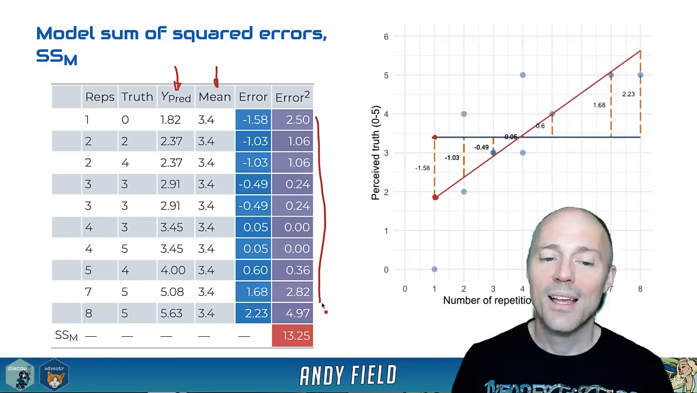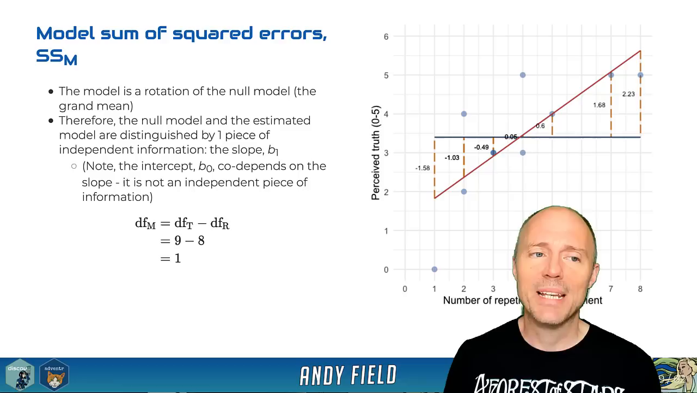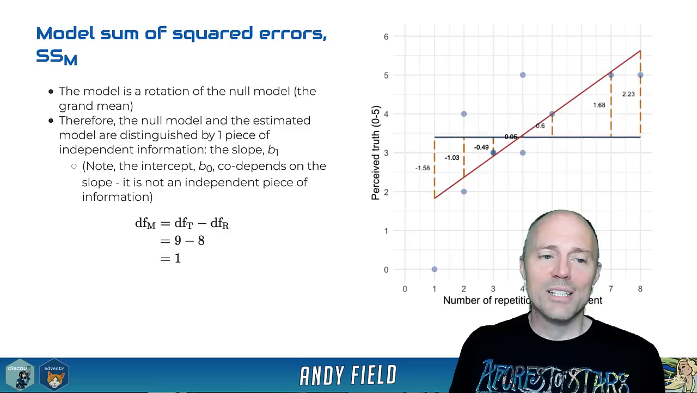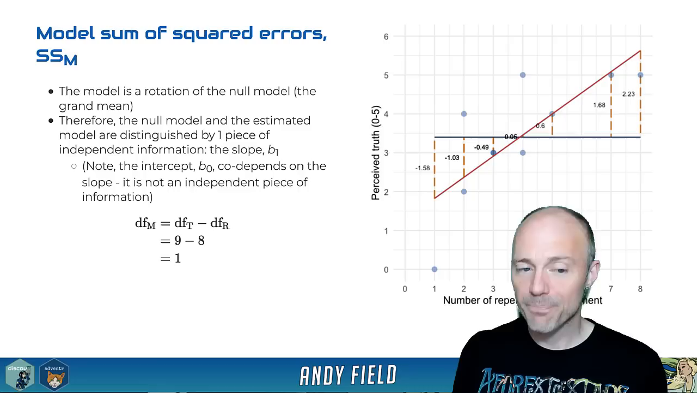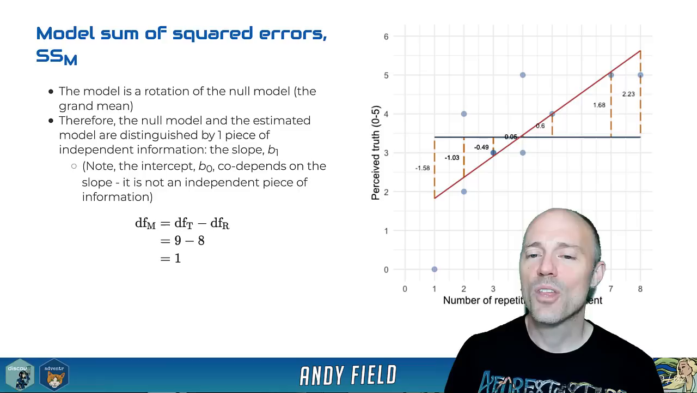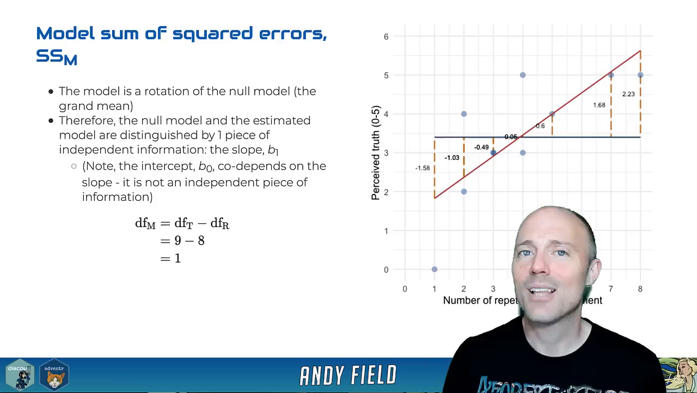Again, we need to think about the degrees of freedom, and the model that we end up fitting is basically a rotation of the null model. So you take the flat line and rotate it to get a slope. So we can look at the degrees of freedom as just being the difference between the total degrees of freedom and the residual degrees of freedom, so the 8 degrees of freedom that we worked out before gives us 9 minus 8, or 1. And that, if you think about it, makes sense, because it means that the null model, the flat model, and the slope are distinguished by one piece of independent information. And that one piece of information is basically the slope, beta 1. Hopefully that makes some kind of intuitive sense.